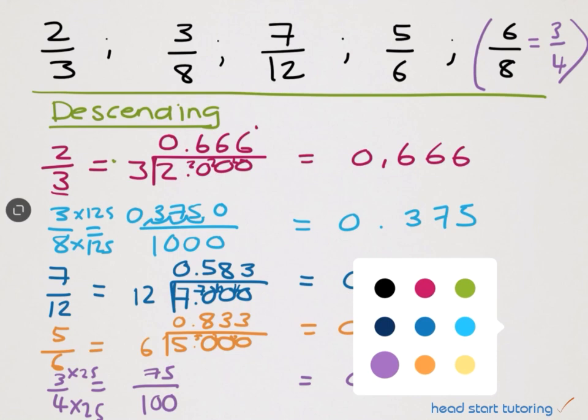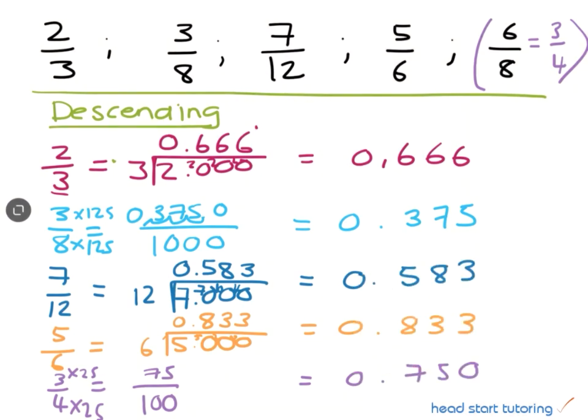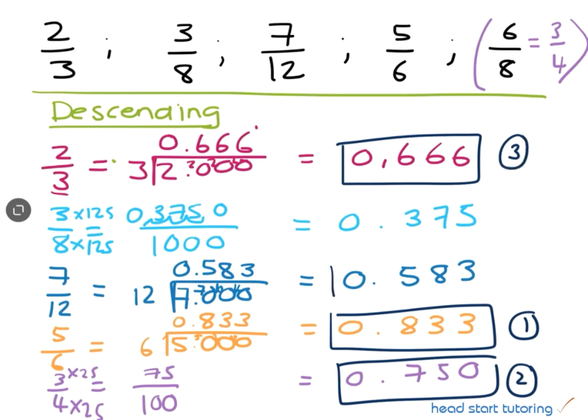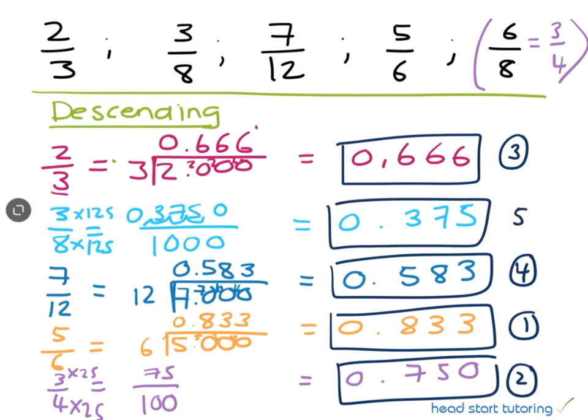Right, and now all we need to do is compare our decimals. So let's eliminate them one by one, going from biggest to smallest. The biggest number we can see is our 0.833. So that is our biggest number. Then we've got our 0.750. Then we've got our 0.666. Then our 0.583. And then our 0.375.